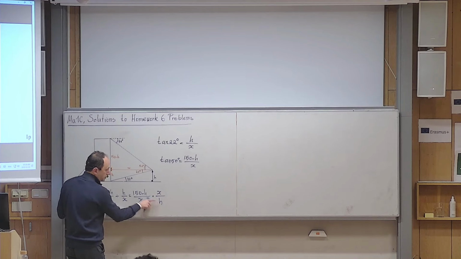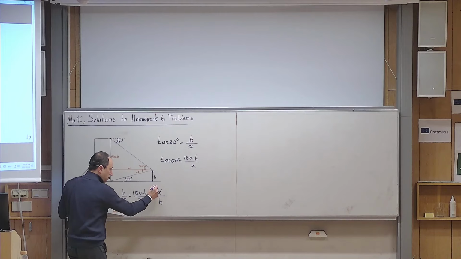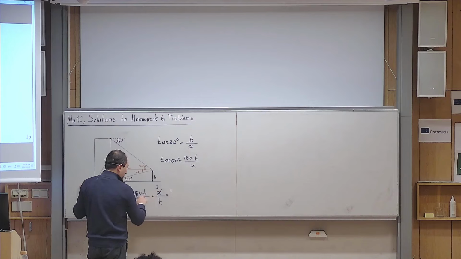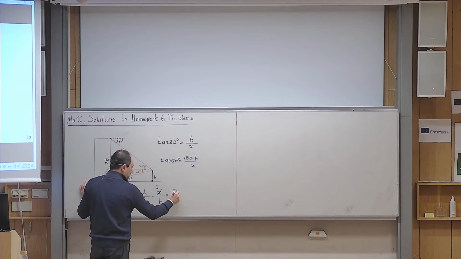Can I simplify this h with that h? No, be careful, this is 150 minus h. H is not a factor. You cannot simplify this h with that h because it is not a factor. They have been subtracted. Factor means being multiplied. But can I simplify this x with that x? Yes, so x to x 1, x to x 1. It becomes 150 minus h times 1 divided by 1 times h.